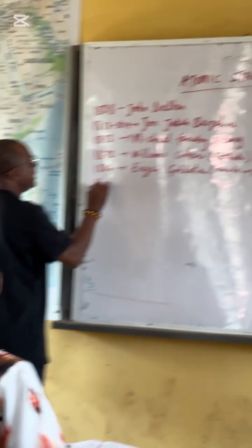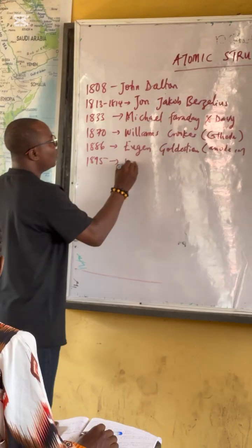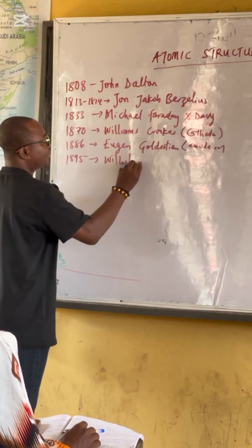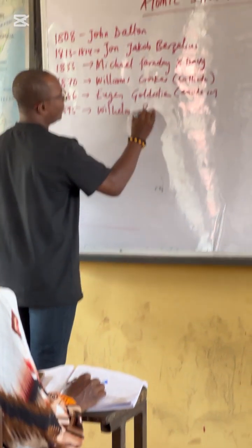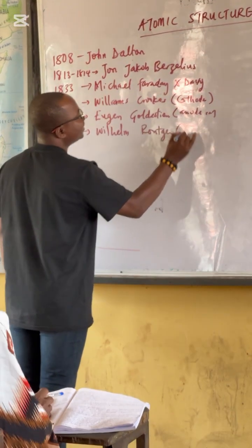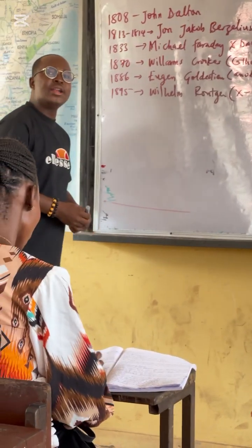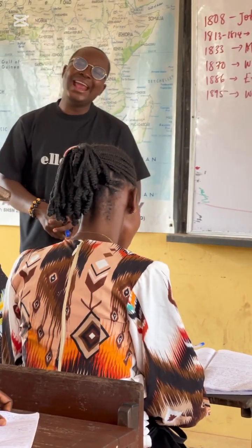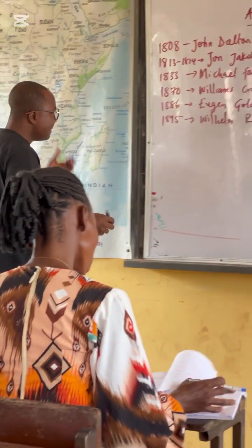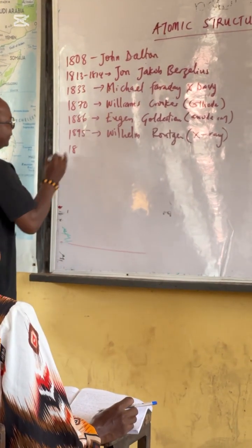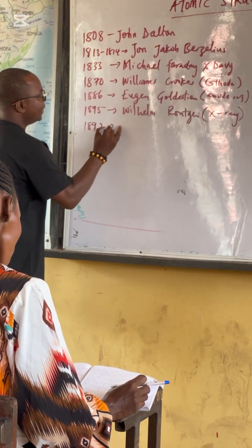In the year 1895, a scientist known as Wilhelm Roentgen discovered the X-ray. All these contributions have a wonderful performance in the discovery of atoms. However, in the year 1897, 2 years later, J.J.